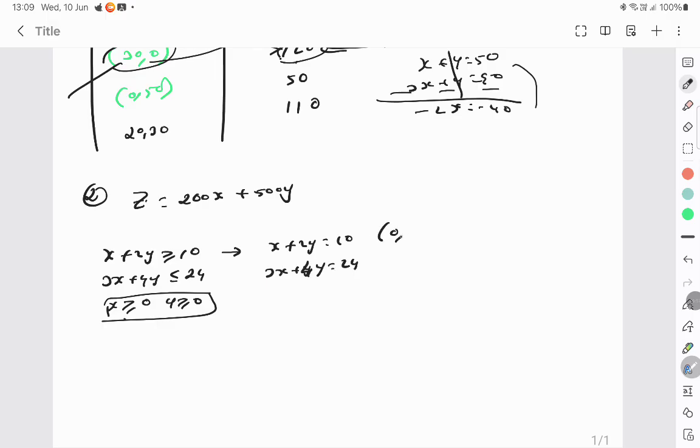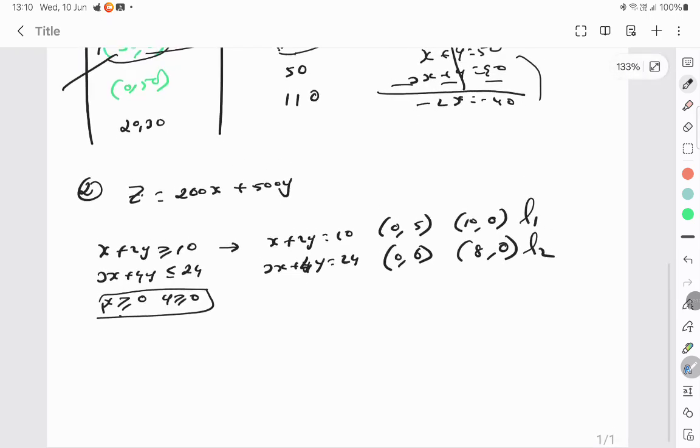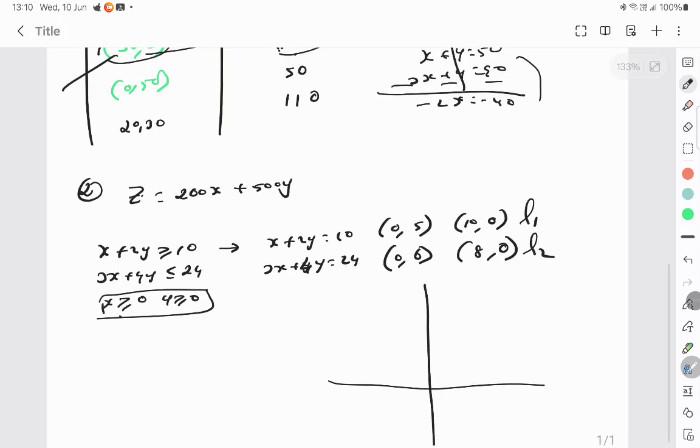Put x is 0. What is y? Y is 5. Y is 0, x is 10. So you get 2 points with which you can draw line 1. X is 0, y is 6. Y is 0, x is 8. Thus you get your line 2. With these 2 points, you can draw the line itself.